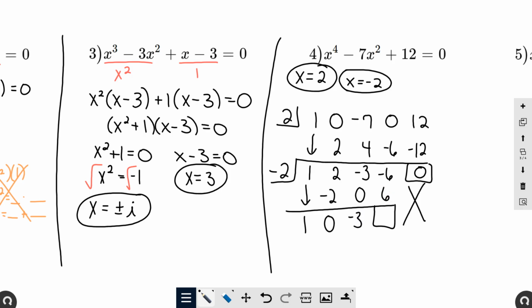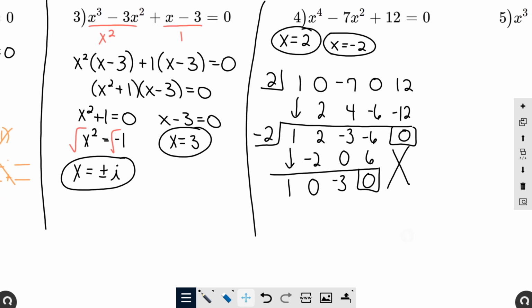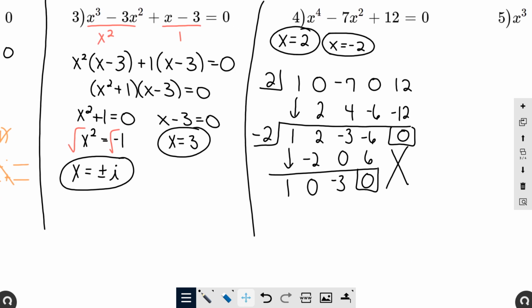Don't forget, 0 times anything is still 0. And you got to make sure that your remainder is 0. So on the first synthetic division, if you forgot one of those zeros up there, you're not going to get a remainder of 0. And that's usually the common mistake there. If you don't get a remainder of 0, maybe you forgot a 0 in your initial row.